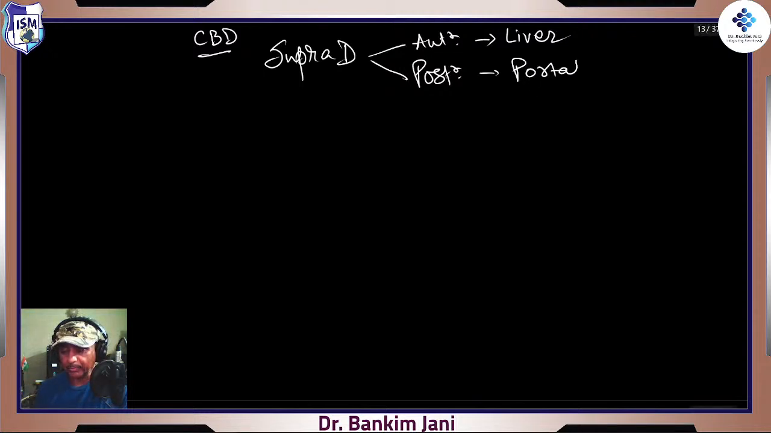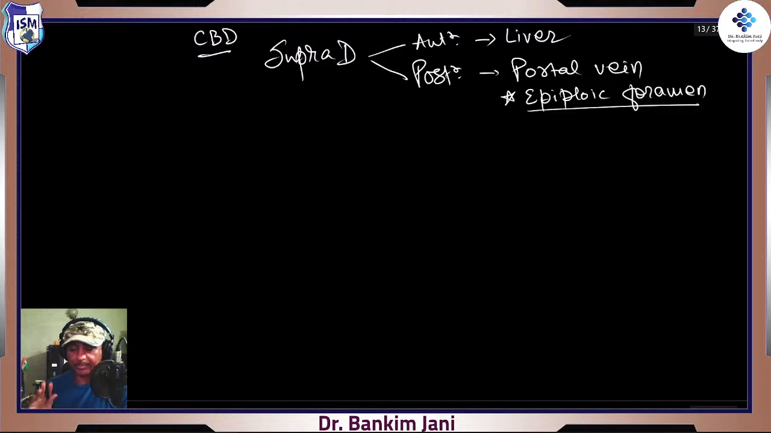So portal vein, and I would mark a star because that's what we need to remember. Epiploic foramen. This is easy to forget, so we'll remember that part, right? And on the left side, worth remembering, so that's why one more star, it is the hepatic artery.